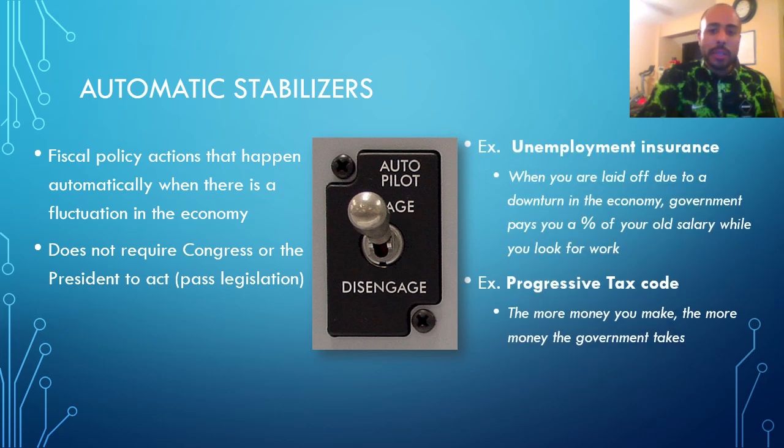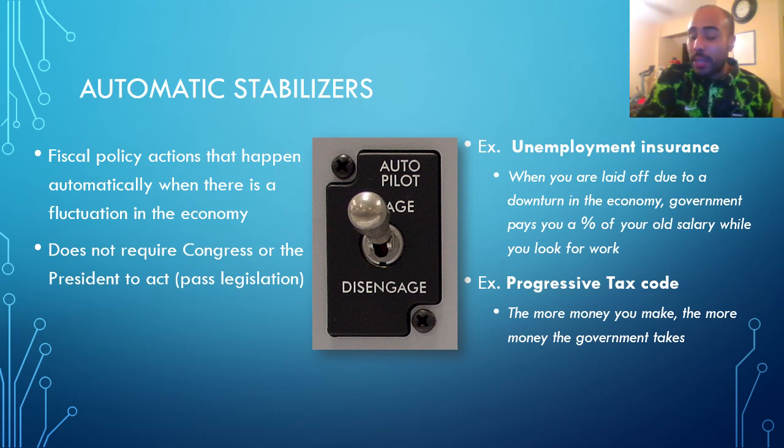So two great examples of this are unemployment insurance and the progressive tax code. With unemployment insurance, when the economy suffers and more people lose their jobs, the government automatically spends more money because more people qualify for this unemployment benefit. So the way that it works is basically if you've been laid off for no fault of your own due to a downturn in the economy, the government will pay you a percentage of your old salary while you look for work. This allows you to keep spending money, which is good for the economy, right? It's increasing government spending. And the cool thing about it is government doesn't have to do anything. It just happens when the economy suffers. Now, if the economy starts doing better, more and more people get employed, fewer people will apply for unemployment insurance, and so automatically government spending goes down. It's a pretty cool thing.